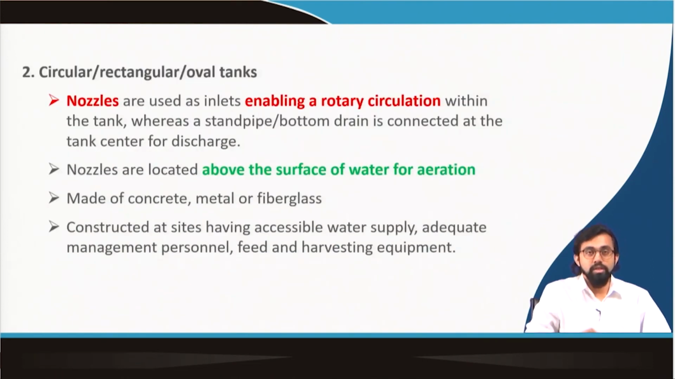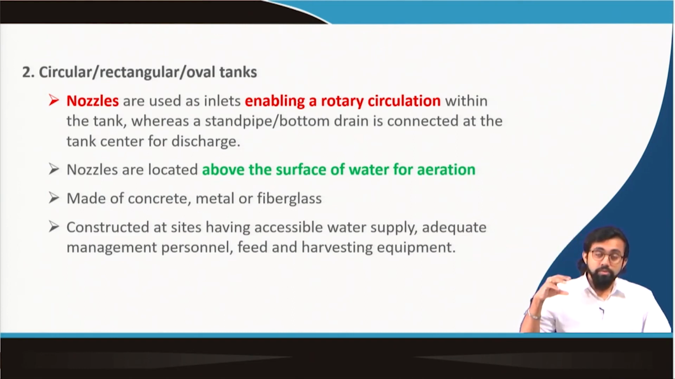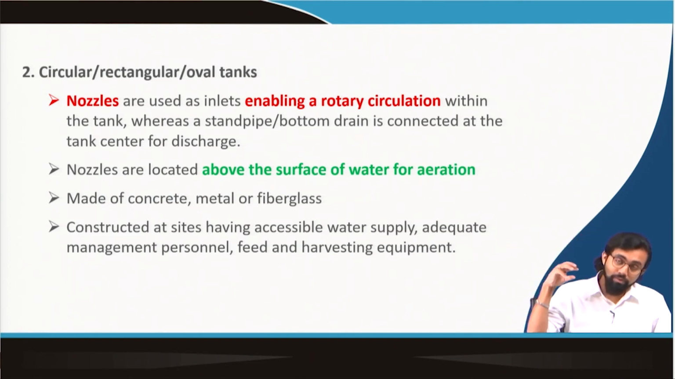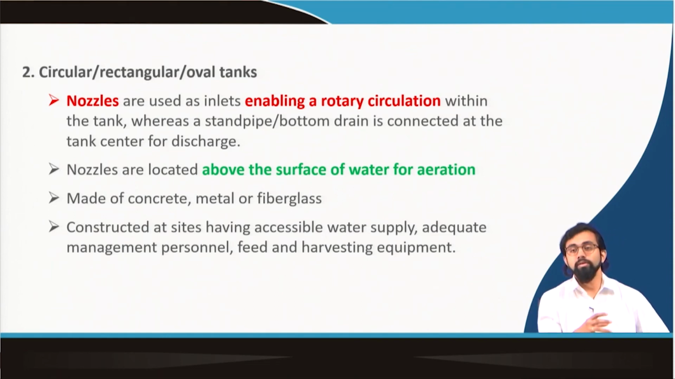In this kind of rectangular tank in general, as I told you, the nozzle is above the surface of the water. When the water comes from above the surface as a jet, it makes a small splashing. Because of the splashing, the specific surface area is increased, and more air can diffuse into the water body.